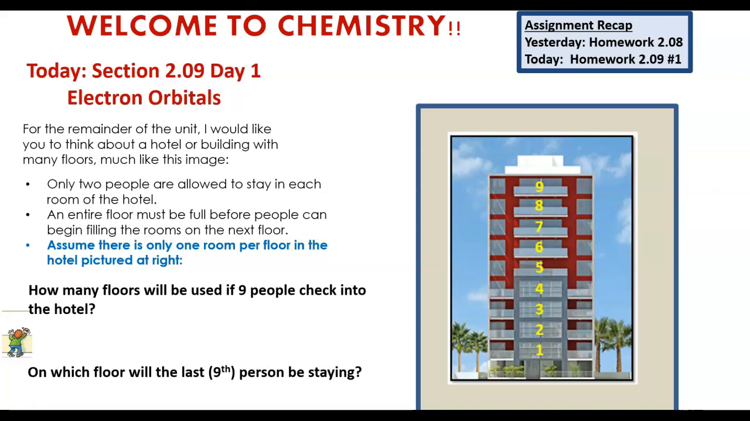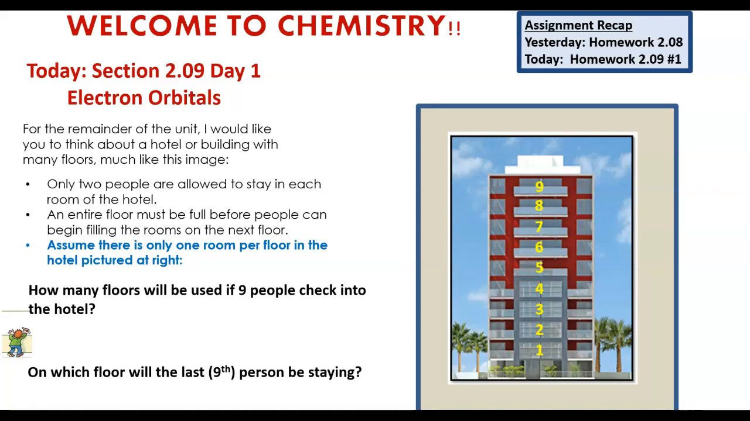So following these 3 sets of rules, how many floors will be used if 9 people check into the hotel, and where is that 9th person? If there's only 1 room on each floor and 2 people per room, I would have 2 on the first floor, another 2 on the second floor, another 2 on the third floor. So we have 2, 4, 6, 8. And then the 9th person would go up to the 5th floor. And so we would use 5 floors, and the 9th person would be on the 5th floor.